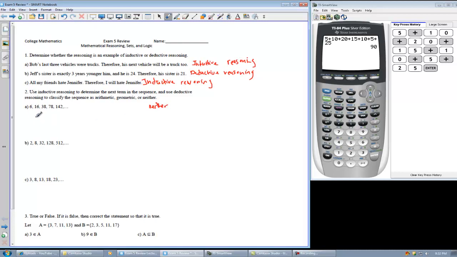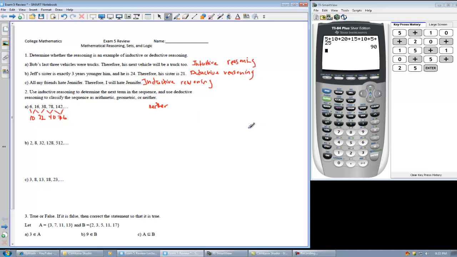All right, so what's going on here? To figure out the next term, what we're going to do is use this method of successive differences, or we're just going to create this web. So the idea is you take the difference between these numbers. The difference between 6 and 16 is 10. The difference between 38 and 16 is 22. The difference between 78 and 38 is 40. And the difference between 78 and 142 is, I believe, 76.